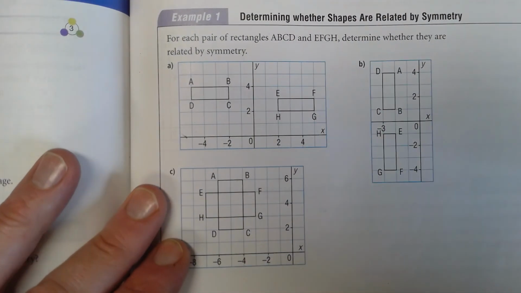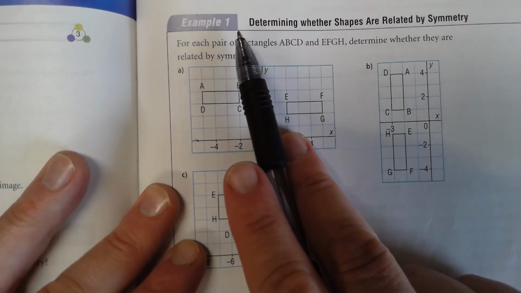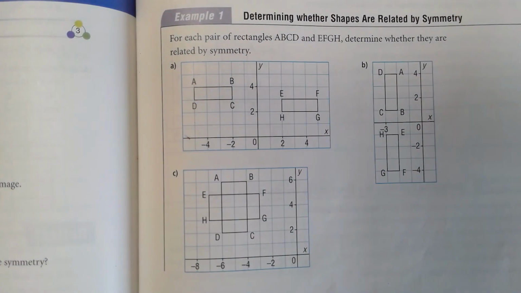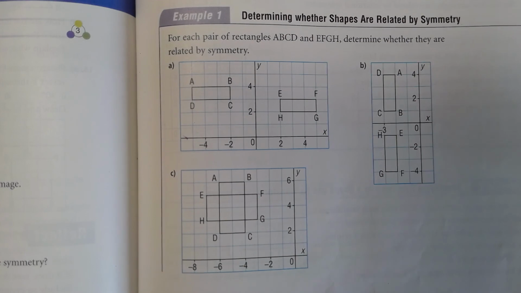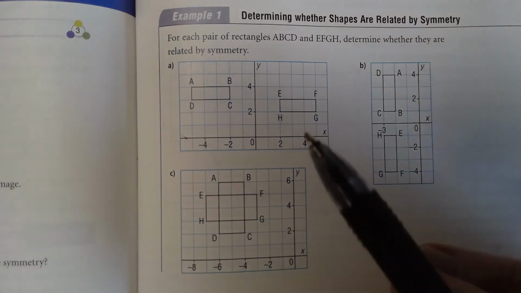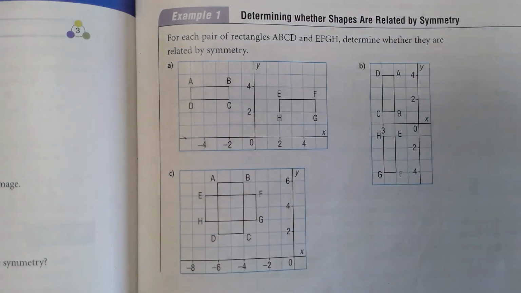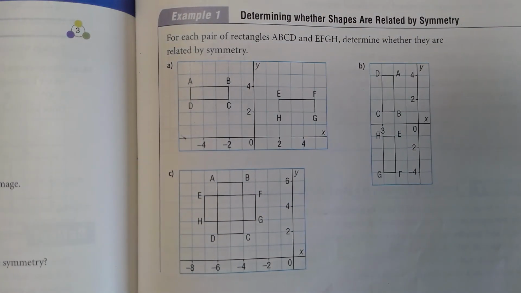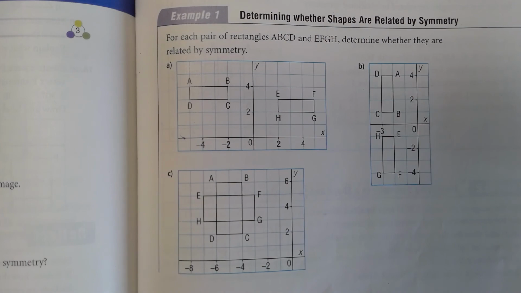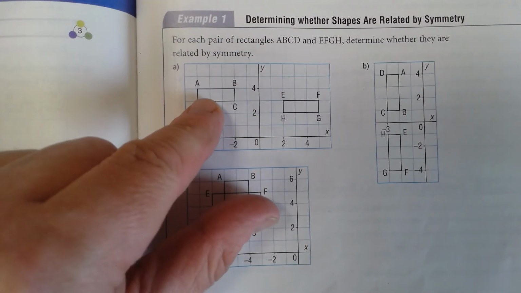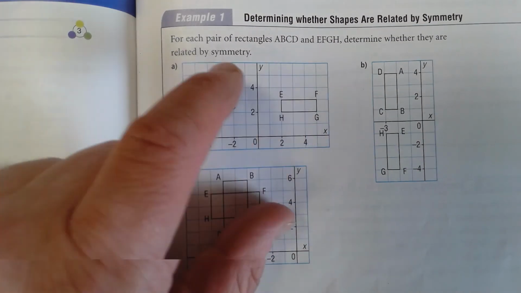So here we are, page 369, example number 1. Is each pair of rectangles related by symmetry? So these rectangles here, are they an example of line symmetry or rotational symmetry? Are they or are they not? So take a look. There's the original shape. There's the new shape.